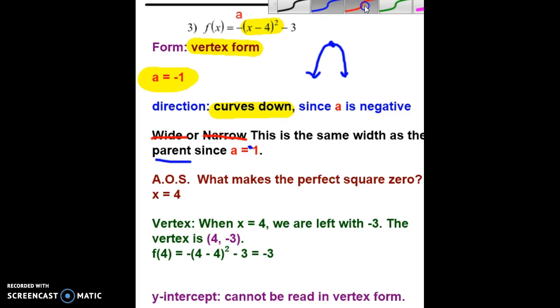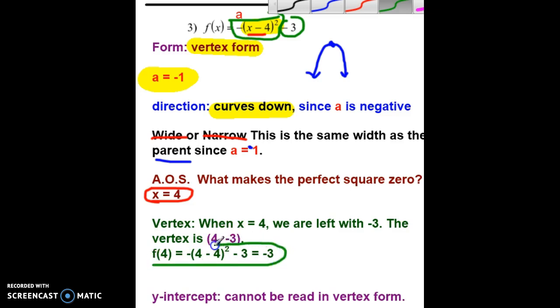My axis of symmetry, I am going to look right here in the perfect square. What makes that equal to 0? 4 does. So 4 is the axis of symmetry. If this part is 0, I'm left with negative 3. So that means when I plug in 4, I get negative 3. You also can do this by hand. You get exactly the same answer. So my vertex is 4, negative 3.